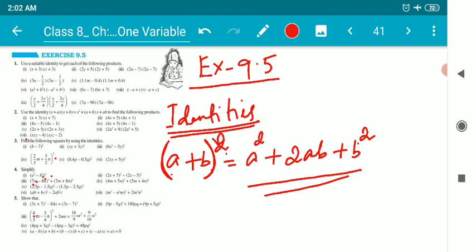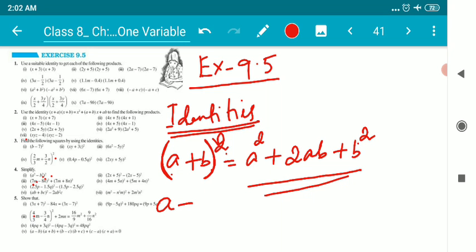Children, I'm not going to explain from where this identity has come, as it would take a huge amount of time. As we are just studying in class 8, we are simply advised to take the identity (a plus b) whole square as a square plus 2ab plus b square.